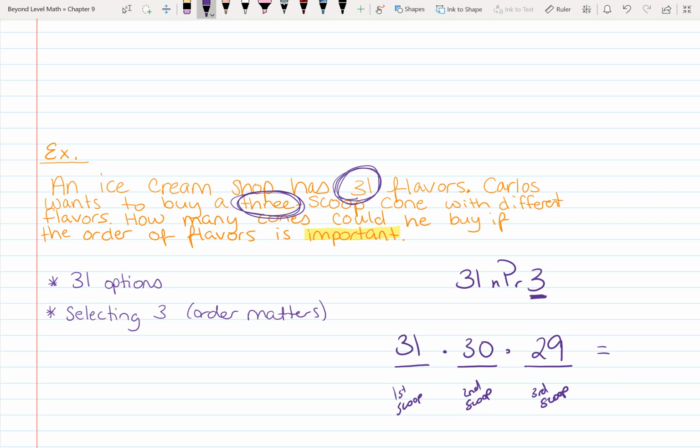All right, so 31 times 30 times 29, ooh, it's a large number. He's got 26,970 options. But if we use the 31 nPr 3, I'll use the Casio. So I'm going to do Shift, the multiplication button. So it says 31P3, and I still get 26,970. If those 2 numbers are not matching, then you are typing it into your calculator wrong.